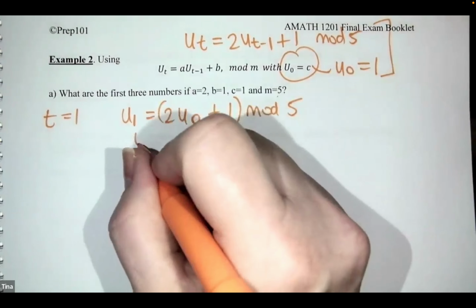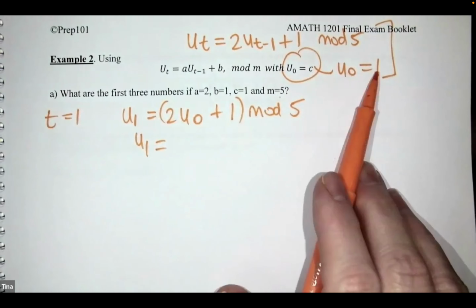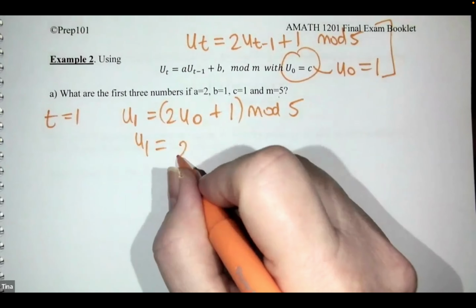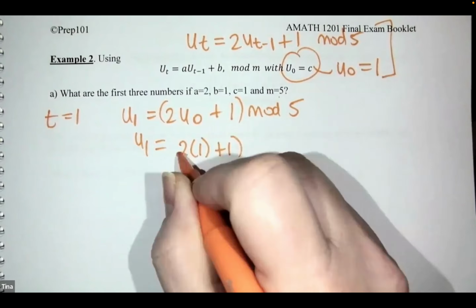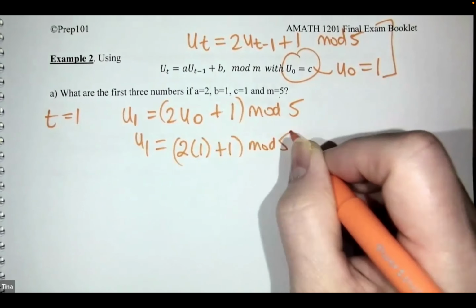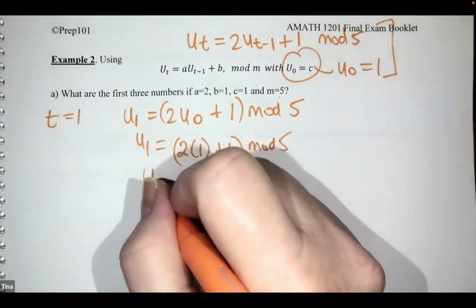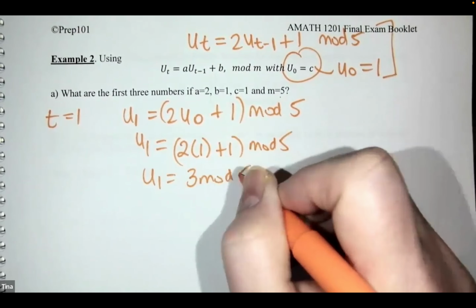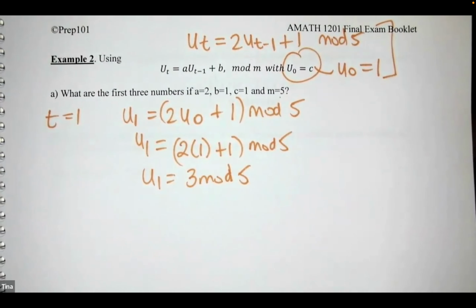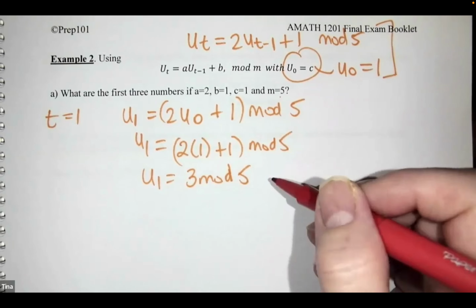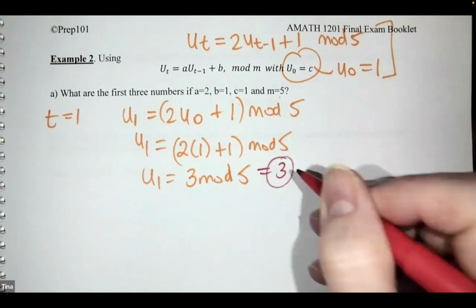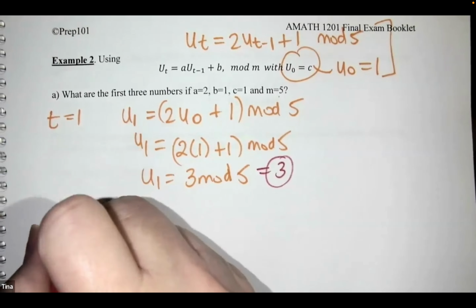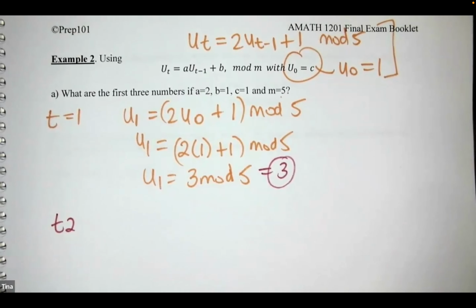Okay. But U0 is 1, so put that in. 2 times 1 plus 1 mod 5. So that gives me 3 mod 5. Well, we just talked about that, right? So 3 mod 5 is just going to be 3, right? The second number larger.